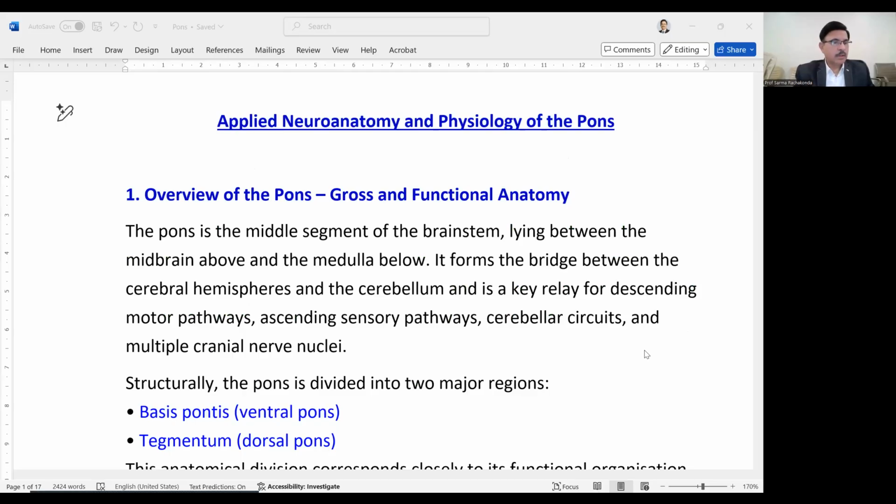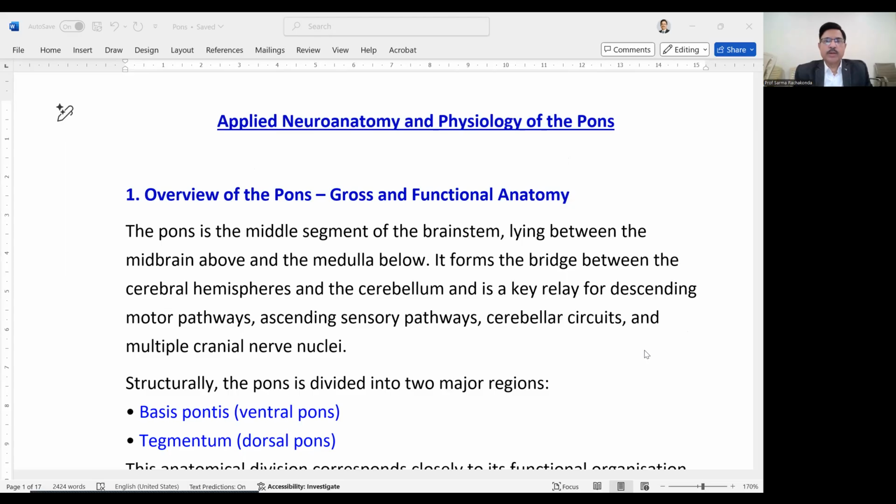Okay, students, we are going to look at the pons today. Earlier we looked at the midbrain. We'll see the pons, applied neuroanatomy and physiology of the pons. Later on, we will see the medulla, and then we will see the syndromes also. Why are we learning all these things? Clinically, we want to apply this anatomy to clinical medicine and also to the various syndromes.